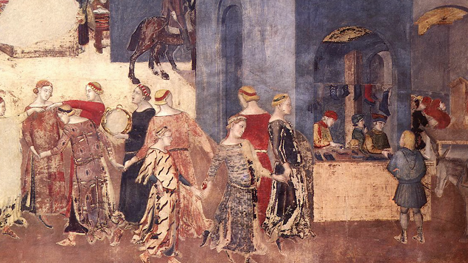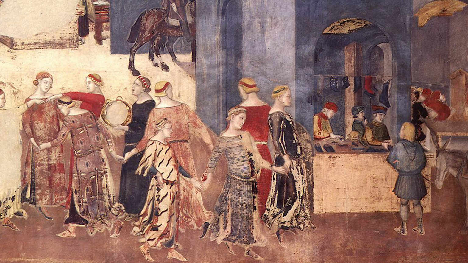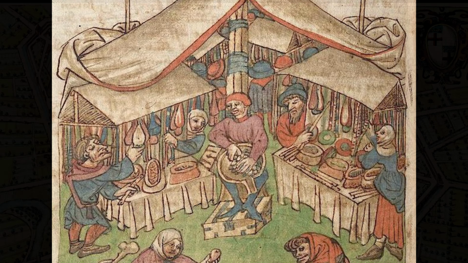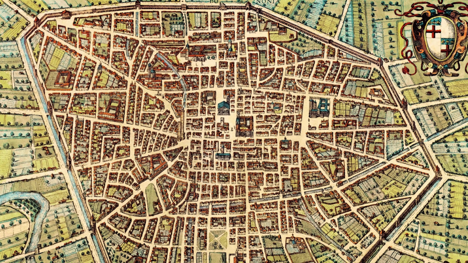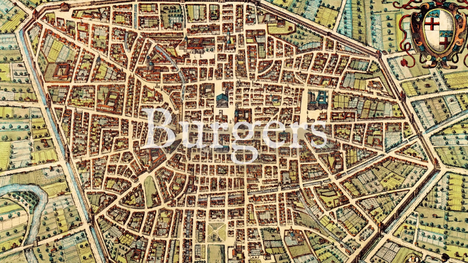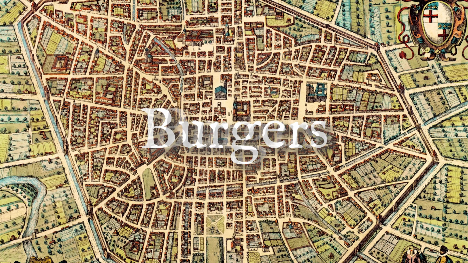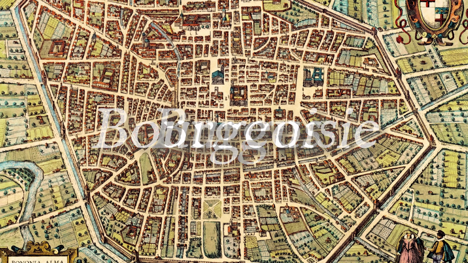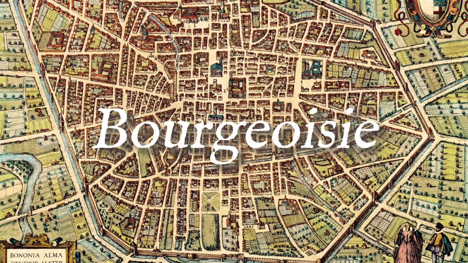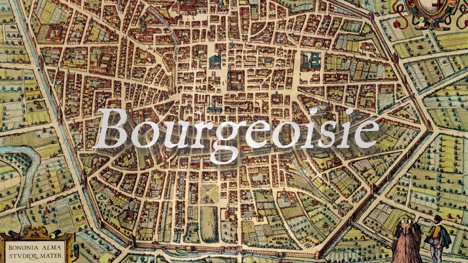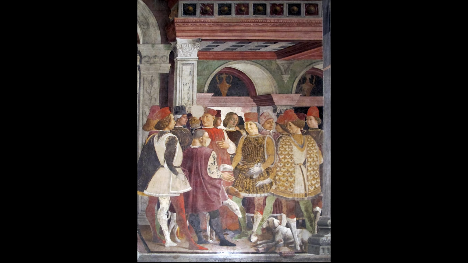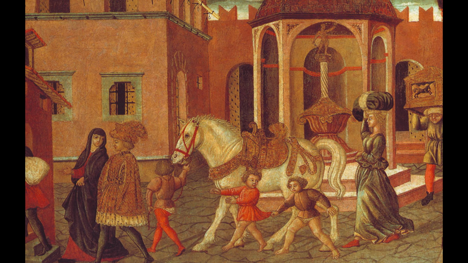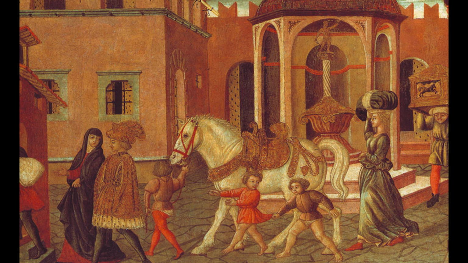This new class of merchants, craftsmen, and townsfolk would ultimately transform Western society and eventually give birth to the modern age. They were called the burghers, from the medieval Latin word for castle or town, burgus. In French, they were the bourgeoisie, the beginning of a middle class. While it would still be centuries until the middle class would rise up and destroy the old feudal class system, the seeds for the future were already being laid in the 11th and 12th centuries.